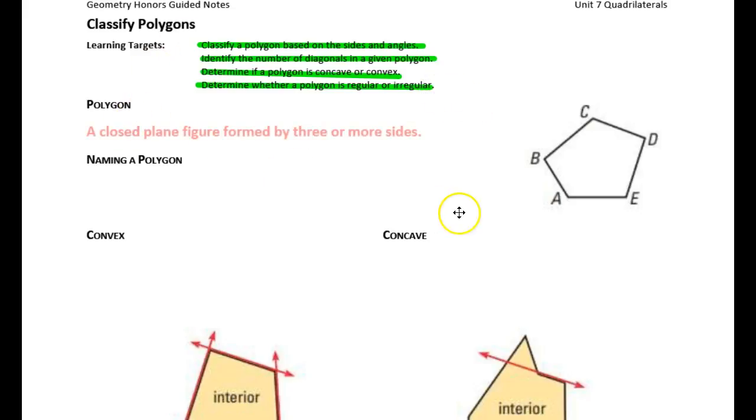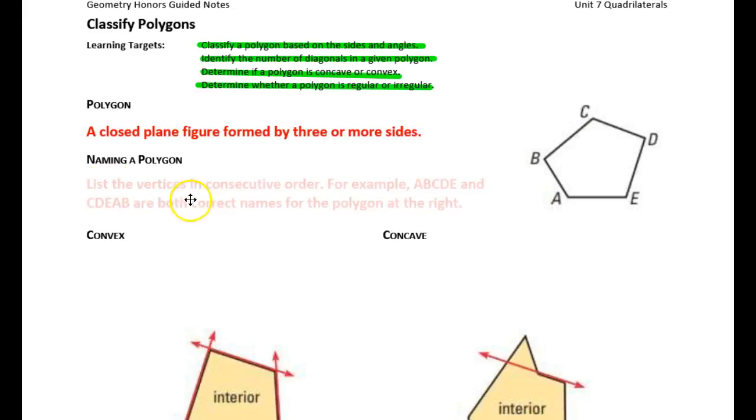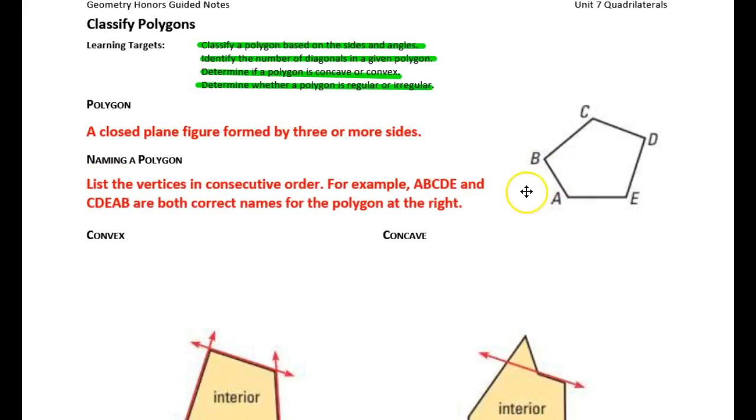So a polygon is a closed plane figure formed by 3 or more sides. And when we name our polygon, we want to list our vertices in consecutive order. So for example, A, B, C, D, and E is a name for this polygon, but you could also do C, D, E, A, B, just depending on where you start, as long as you list them in consecutive order.